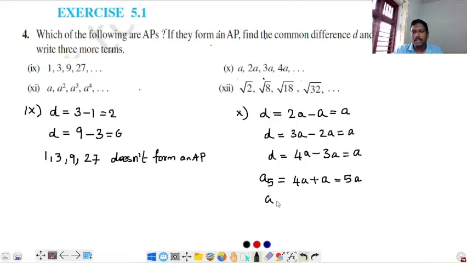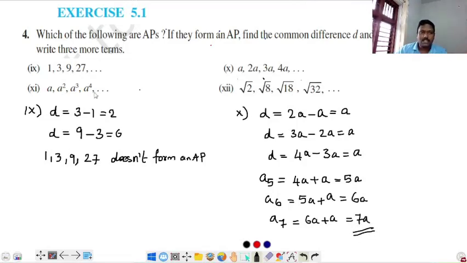Now similarly, you can find A6. A6 is equal to 5A plus A, which is 6A. Again, you can find A7. A7 is equal to 6A plus A, which is 7A. So these are the next three terms of this AP.